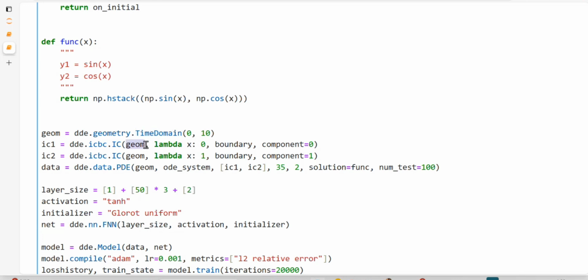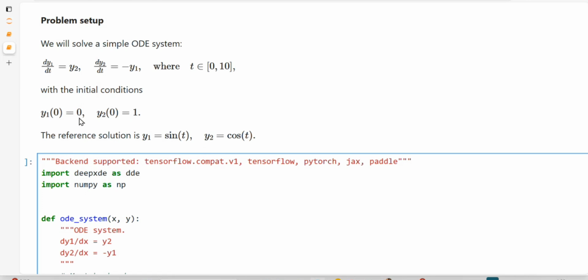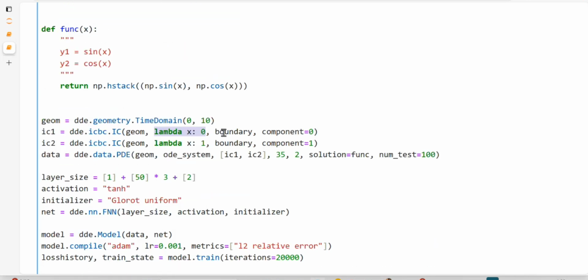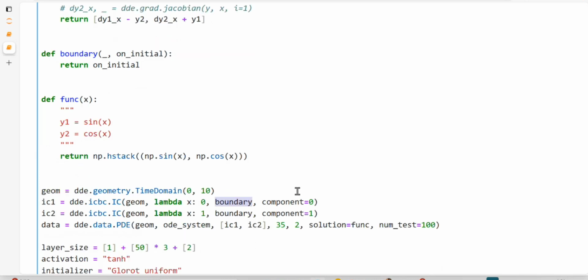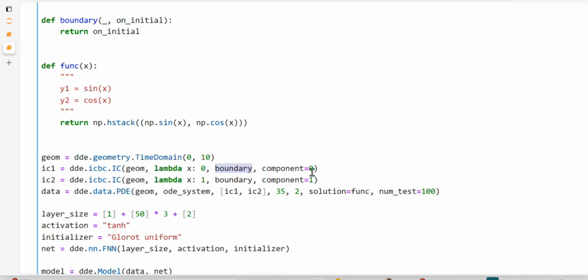The first argument is the geometry, that is the geometry 0 to 10. Lambda is the value of x equal to 0, since we have this condition over here, which is 0. And then we have a boundary. The boundary is defined over here. This is the boundary, and the component is 0. So this is for y1.